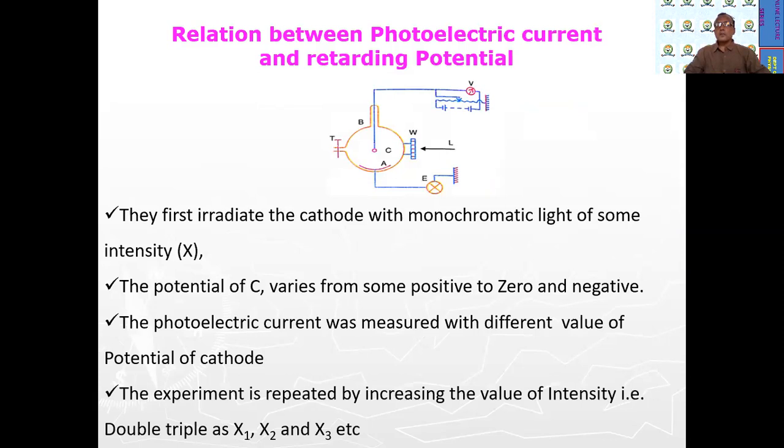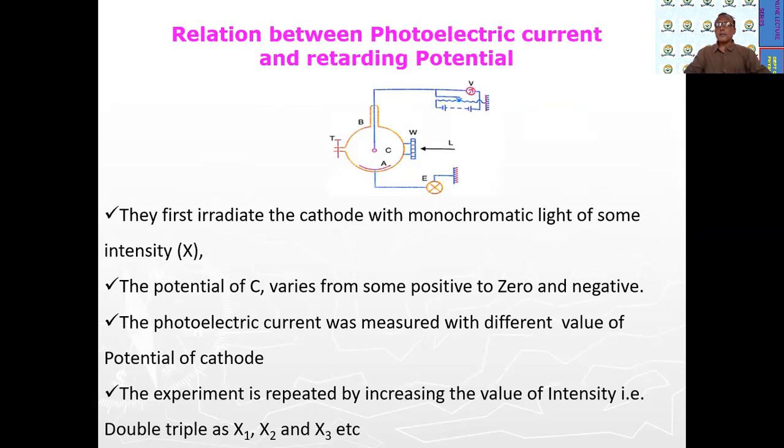Now, the relation between photoelectric current and retarding potential. In the last lecture, we saw the definition of retarding potential. Retarding potential is nothing but the minimum potential at which the cathode starts emitting the charged particles, so that the photoelectric effect starts. Now, what is done?